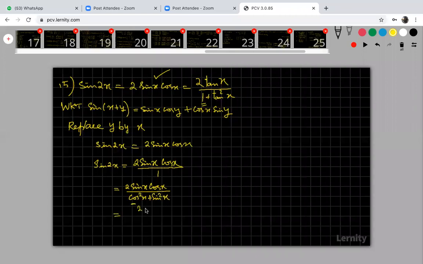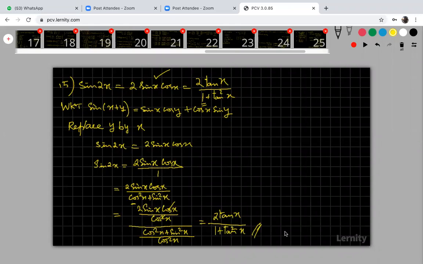Then what happened? 2 sin x cos x divided by cos square x, whole divided by cos square x plus sin square x, whole divided by cos square x. Right? Then what is the answer here? One cos x cancels. So therefore, I will get 2 tan x divided by cos square by cos square 1, sin square by cos square is tan square. So this is my tan square x. This is property 15. Okay, please take that.